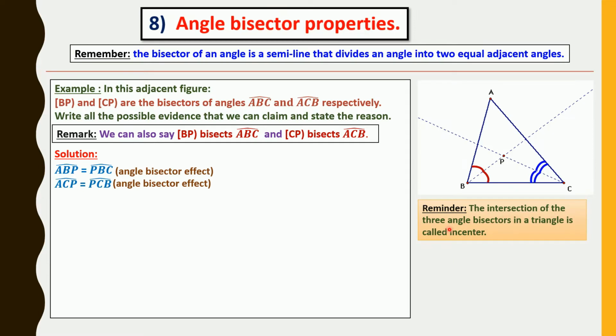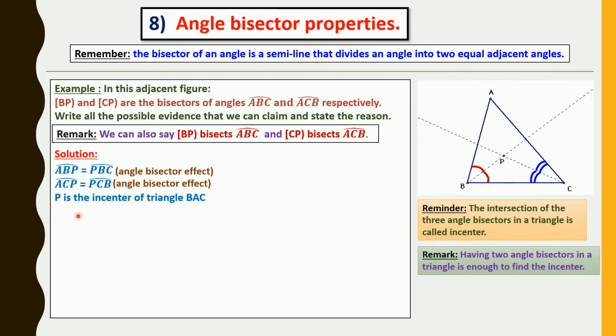Reminder: the intersection of the 3 angle bisectors in a triangle is called incenter. If we draw the 3 angle bisectors, their point of intersection is called incenter. Remark: having 2 angle bisectors in a triangle is enough to find the incenter. The intersection of 2 angle bisectors are enough to find the incenter. So P is the incenter of triangle BAC, intersection of the two angle bisectors BP and CP in triangle BAC.